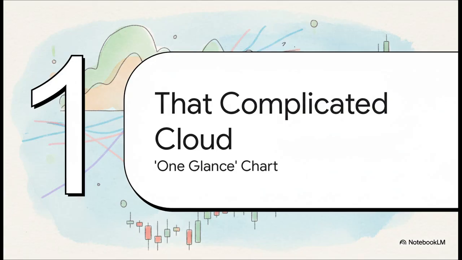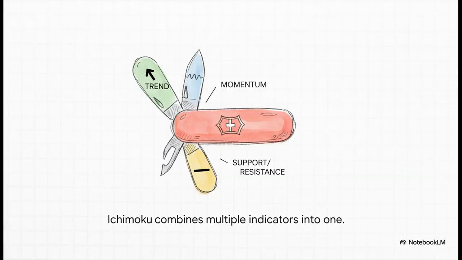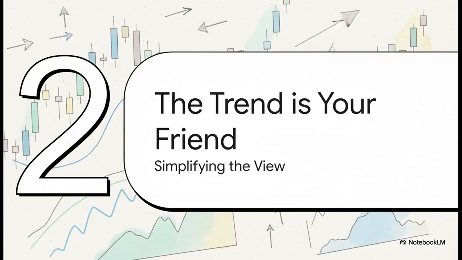Well, its full name, Ichimoku Kinko Hyo, literally translates to one-glance equilibrium chart. And that name is everything. The whole idea is to give you a complete picture of the market in a single look. Let's see how it pulls that off. Think of it like the Swiss Army knife for your charts. Instead of cluttering up your screen with a bunch of different indicators, Ichimoku tries to do it all at once. It wants to show you the trend's direction, the momentum behind it, and key support and resistance levels, all in one neat package.